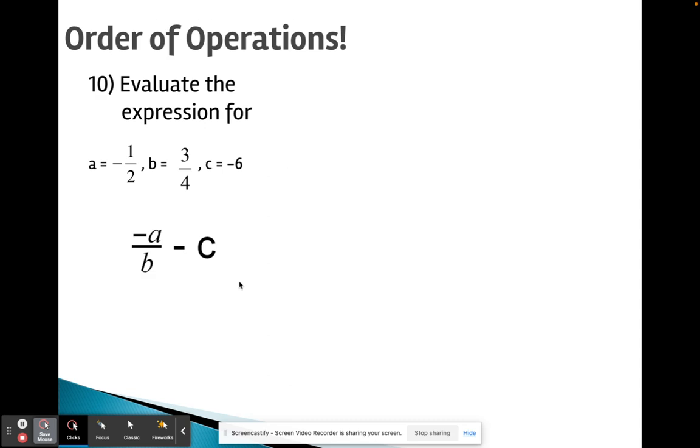Okay, let's evaluate this expression. A is -1/2, B is 3/4, and C is -6. So first thing I'm going to do is substitute. A, I'm going to substitute for -1/2.